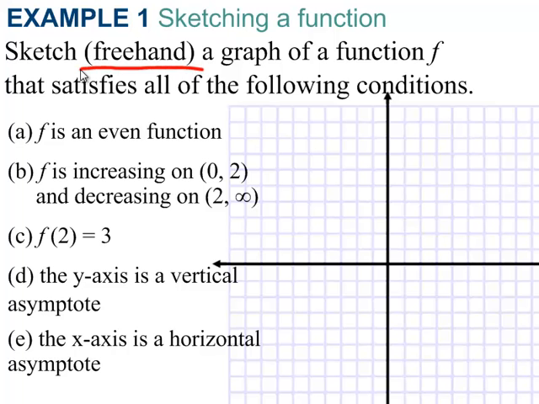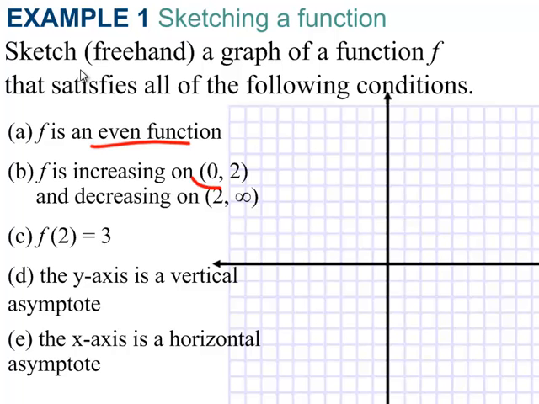And the implication of being asked to sketch it freehand is that we're not going to worry about what equation generates this graph. We're not going to worry about the algebraic model. We're only thinking of the graphical model here. So we are to sketch a graph that is even, symmetric across the y-axis.